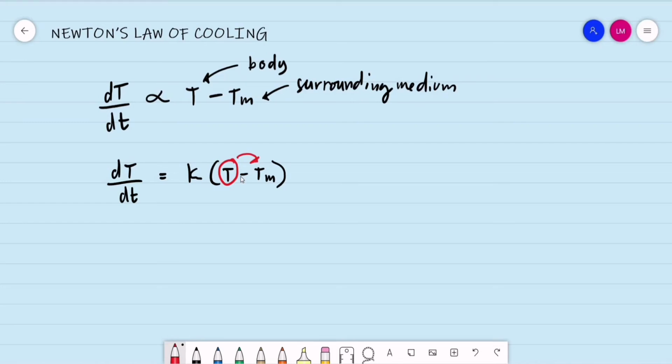So cooling means a decrease in temperature, or that is, if we say decrease in temperature, it should be a negative change in temperature. So how do we express that case? All we have to do is place a negative sign before our proportionality constant.